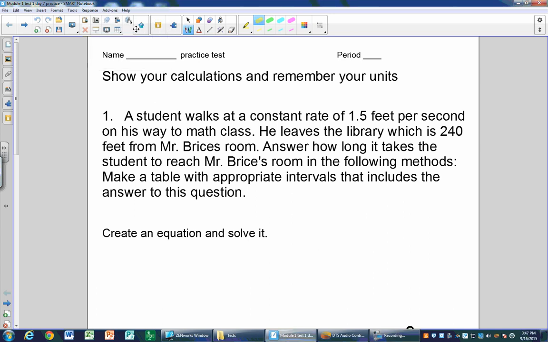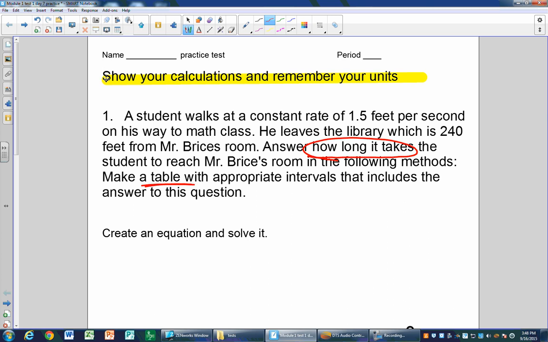Show your calculations and remember your units. A student walks at a constant rate of 1.5 feet per second on his way to his math class. He leaves the library, which is 240 feet from Mr. Bryce's room. Answer how long it takes the student to reach Mr. Bryce's room in the following methods. Number one, make a table with appropriate intervals.